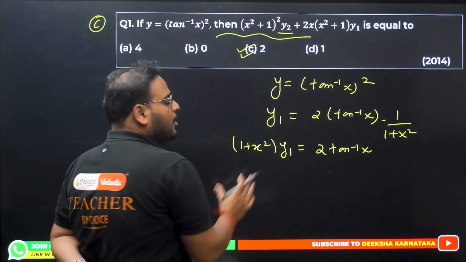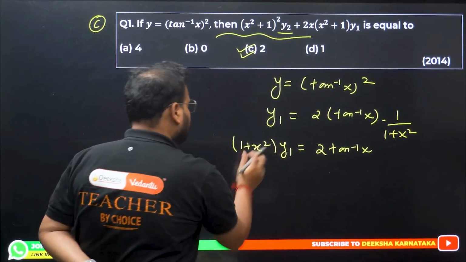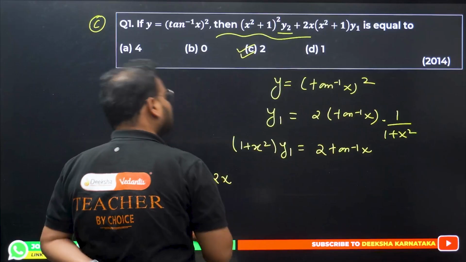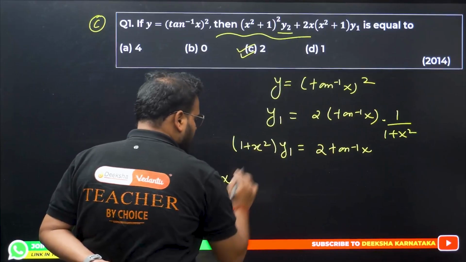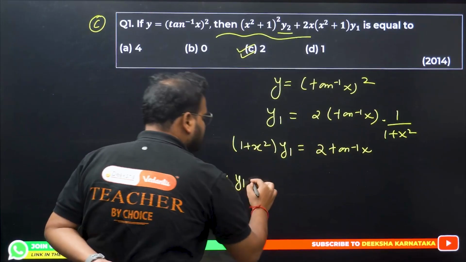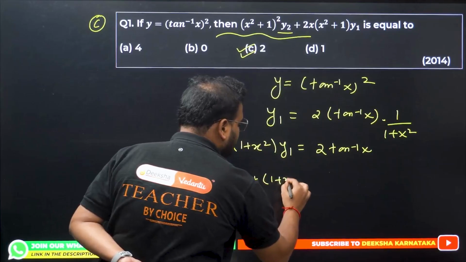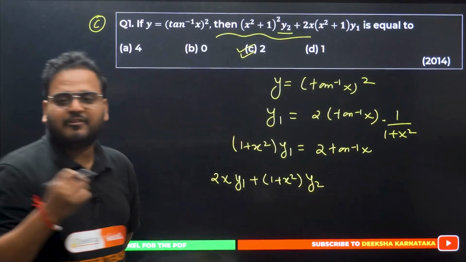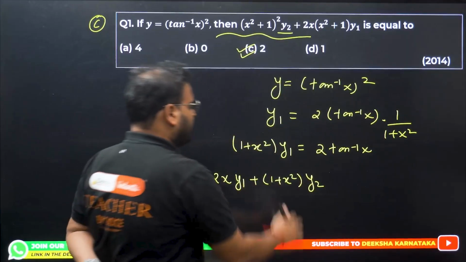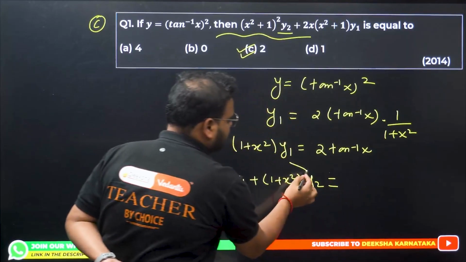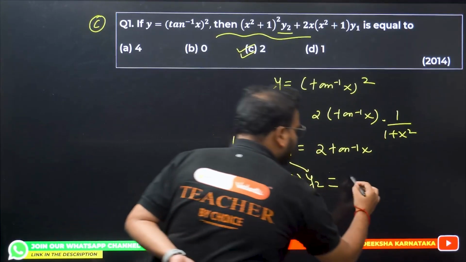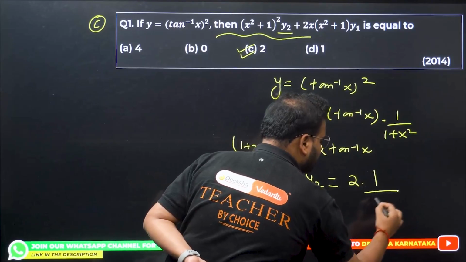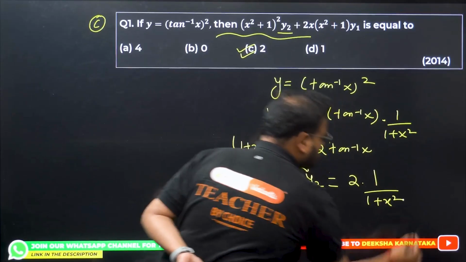You're going to use the product rule here. For this you'll have simply 2x left, y1 will be as it is. Next, keep this bracket as it is and differentiate y1. For that you'll get y2. Derivative of the first derivative is the second derivative, so y2. For the right side, 2 times the derivative of tan inverse, so again 1 plus x square.